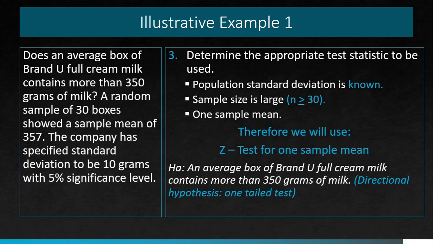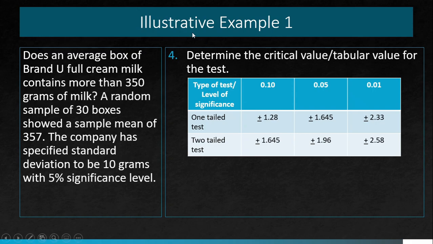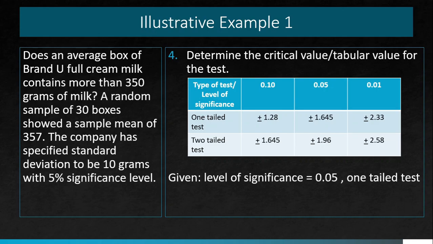Okay, in short, because it's a directional hypothesis, we will now use a one-tailed test. Please take note: one-tailed test for one sample mean of z-test. So number 4, we will now determine the critical value or the tabular value. This is your table of critical values or tabular values for z-test, as stated in our previous slide.